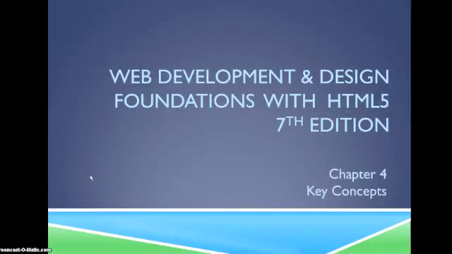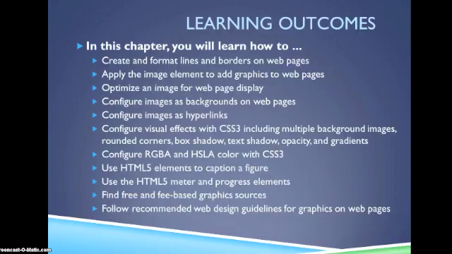Okay, this is chapter 4 for Computer Science 125. What you're going to learn in this chapter is how to create and format lines and borders on a web page, and how to apply the image element to add graphics to a web page. So we'll learn various graphic image file formats that we can use to display images on the page. We're going to optimize the image for web page display. We're going to see how to configure images as backgrounds on web pages.